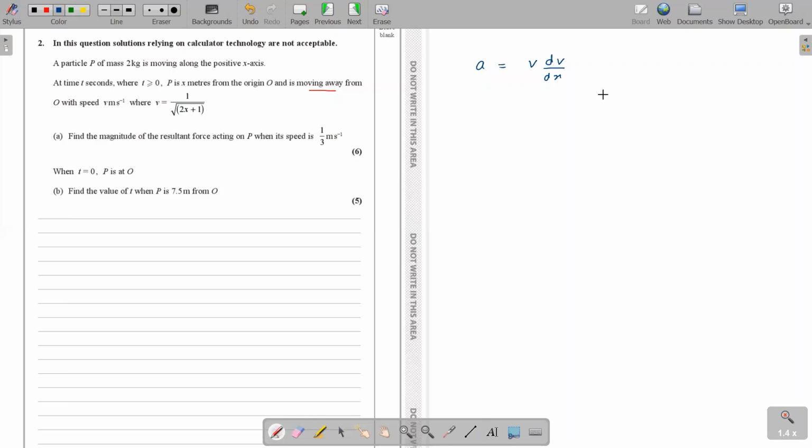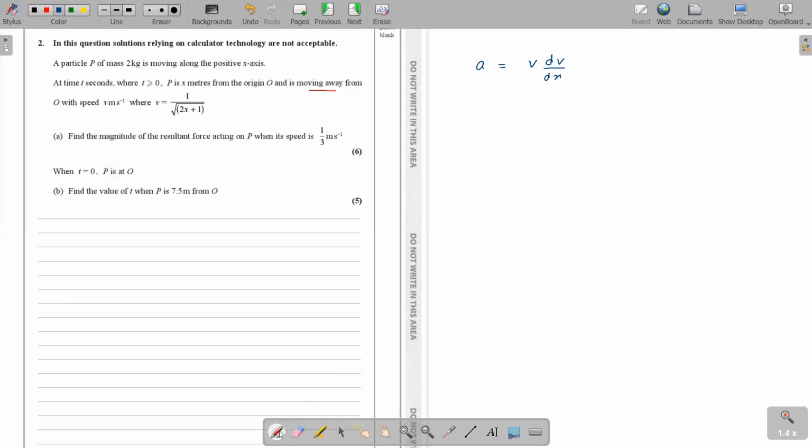Let's first try to get the acceleration value, and then, because they want the magnitude of the resultant force, just get the force. All you have to do is apply F equal ma, multiply the mass with the acceleration value, and you have the magnitude of the resultant force.